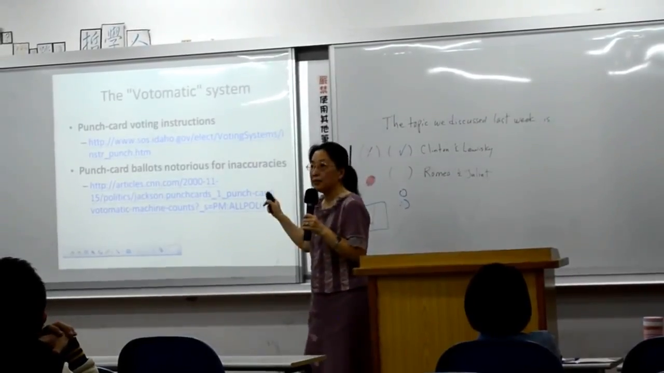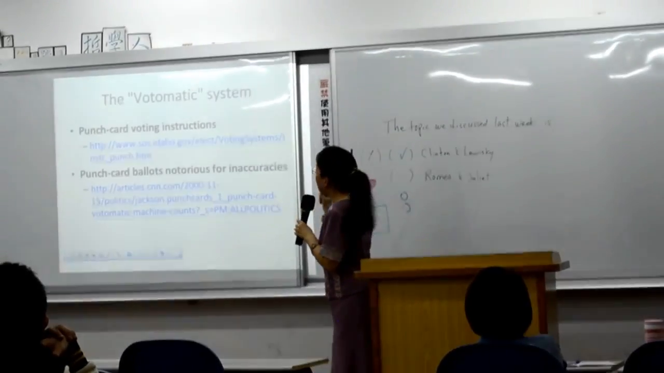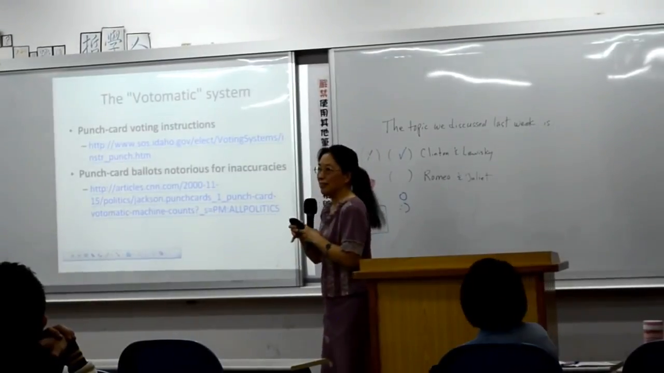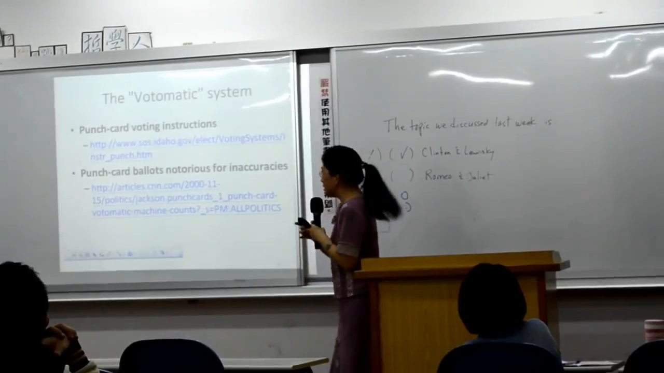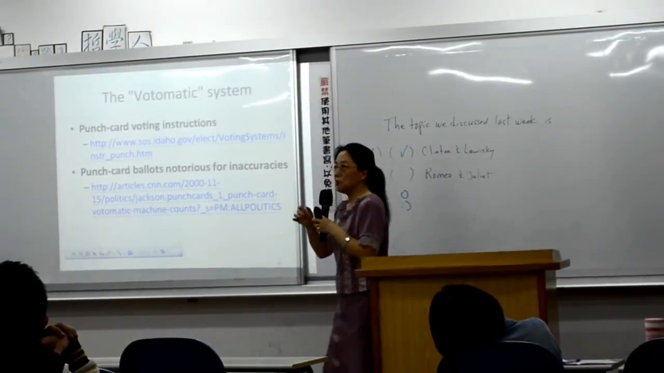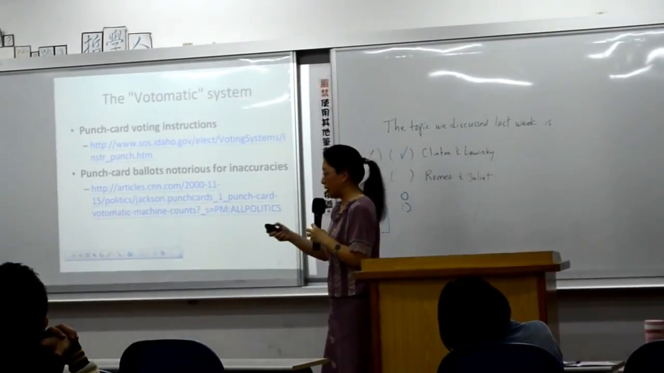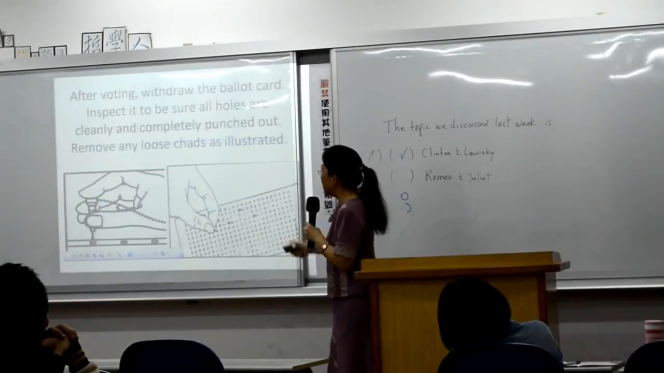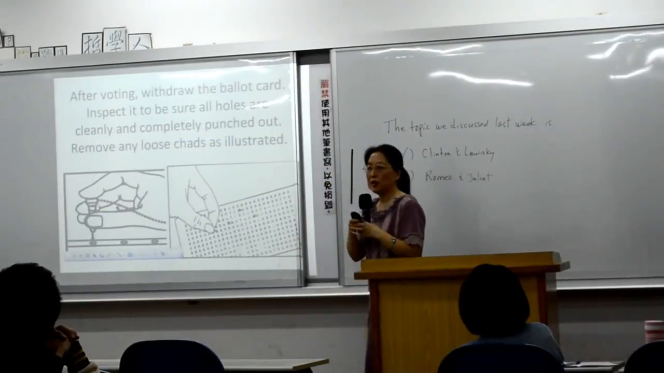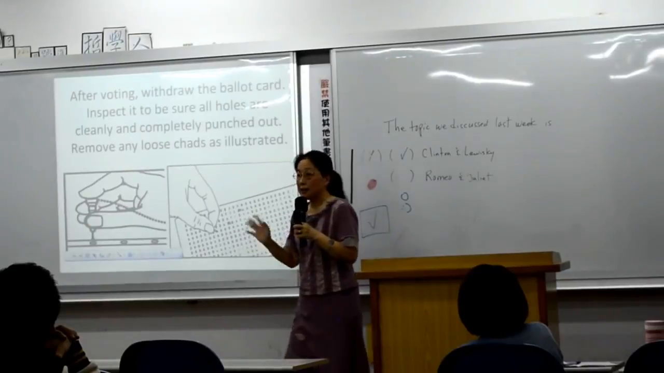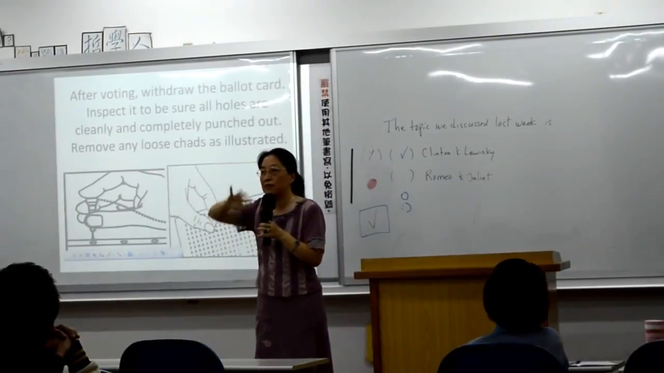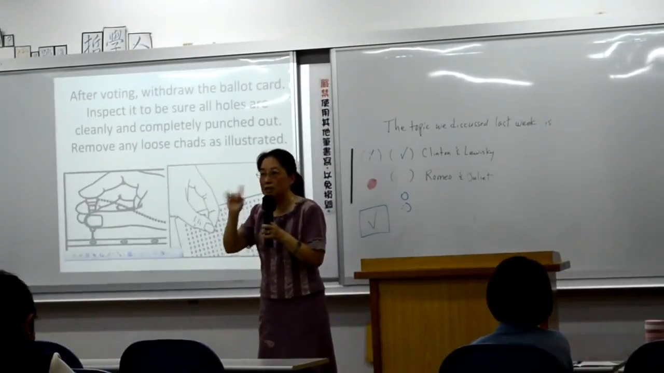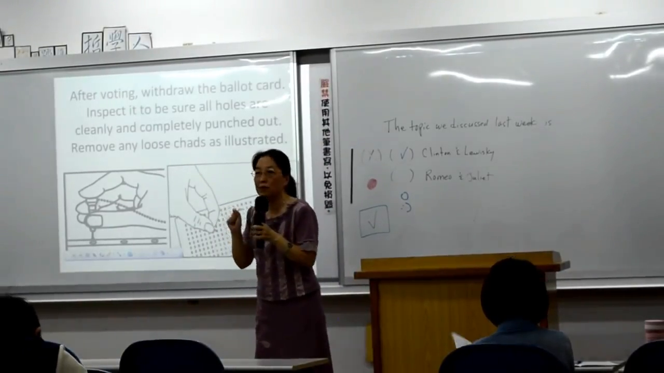Okay, now this is the Florida vote-o-matic system. Vote-o-matic, it's not automatic, it's vote-o-matic system. In other words, you use punch cards to vote. How do you use a punch card? Again, in the US, there are so many voting places in 50 states. Each state, each county has its own way of voting.